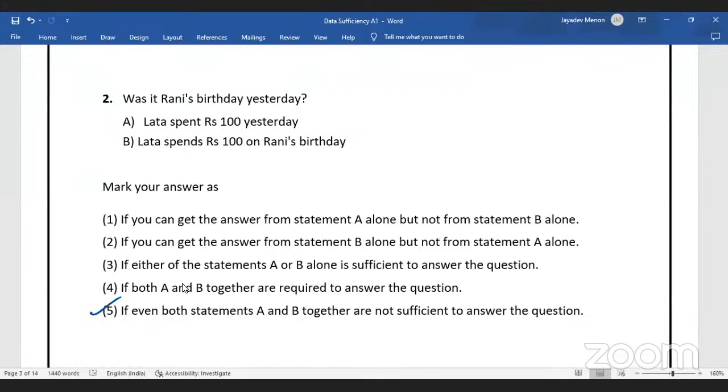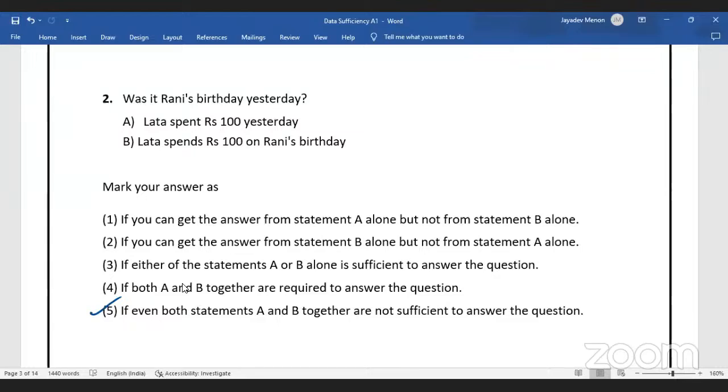Here the question is, was it Rani's birthday yesterday? Statement A, Leda spent 100 rupees yesterday. But there nothing is mentioned about Rani's birthday. So by using statement A alone, it is not possible to answer the question. Now statement B, Leda spends 100 rupees on Rani's birthday. But there nothing is mentioned about yesterday. So by using statement B alone, it is not possible to answer the question.